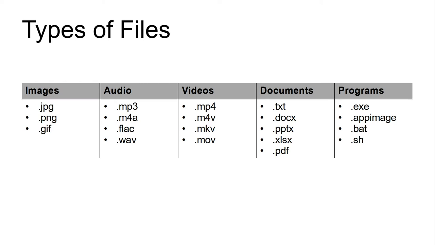There's lots more different types of images as well. Actually, for all of these, there are many, many different file types for each of these different categories of files. So this is by no means inclusive. But yes, you have your images: JPEGs, PNGs, GIFs. You have audio.